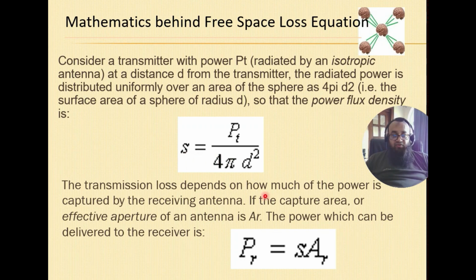So let's start. For example, we are transmitting some power, the transmit power PT. The transmitter is transmitting it through an isotropic antenna. An isotropic antenna is a kind of antenna which transmits in all directions. Just to clarify this one thing, because it is very important: in the next lecture I will show you the full equation, because free space loss is basically a part of the equation.